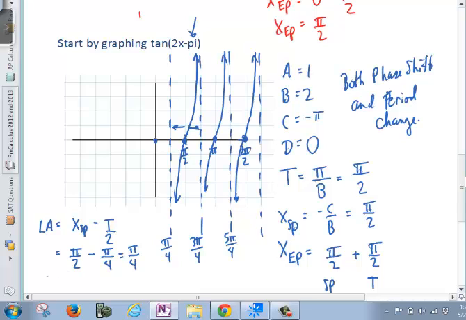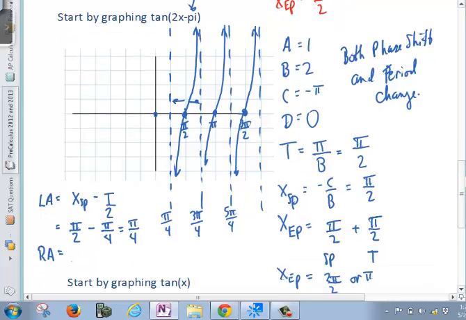The right asymptote equation would be the starting point plus the period divided by 2. And that would end up being 3 pi over 4. And as you can see, we had those values from just doing the visual inspection to the graph. Hopefully this video helps you understand how to graph a tangent function and how to graph a tangent function when its period and phase shift change.